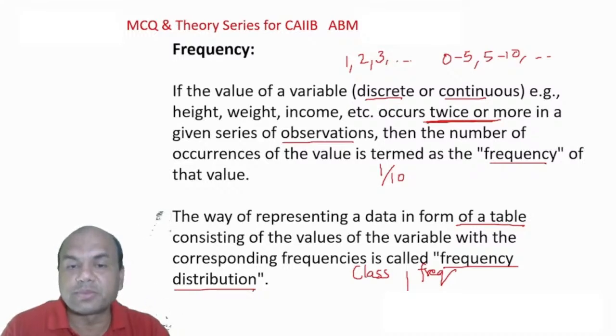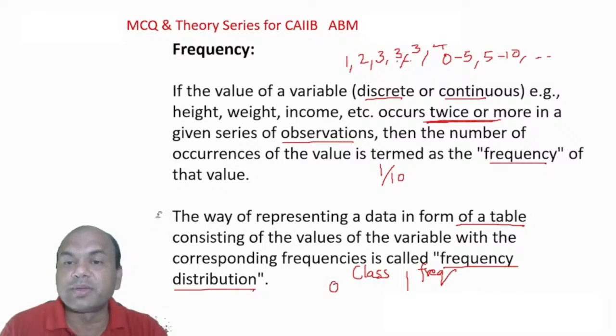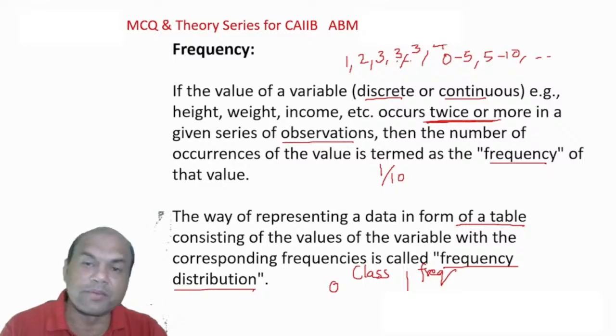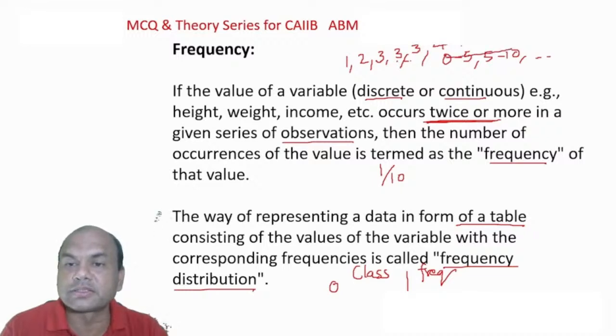Now I'll explain it. Suppose I have these numbers 1, 2, 3, then 3 again, then 3 again, then 4. And I start writing these classes, 0 to 5. 0 to 5 means everything will be over here only. So let me make it 0 to 2, smaller classes. 0 to 2, 2 to 4, and then go on 4 to 6, and so on.